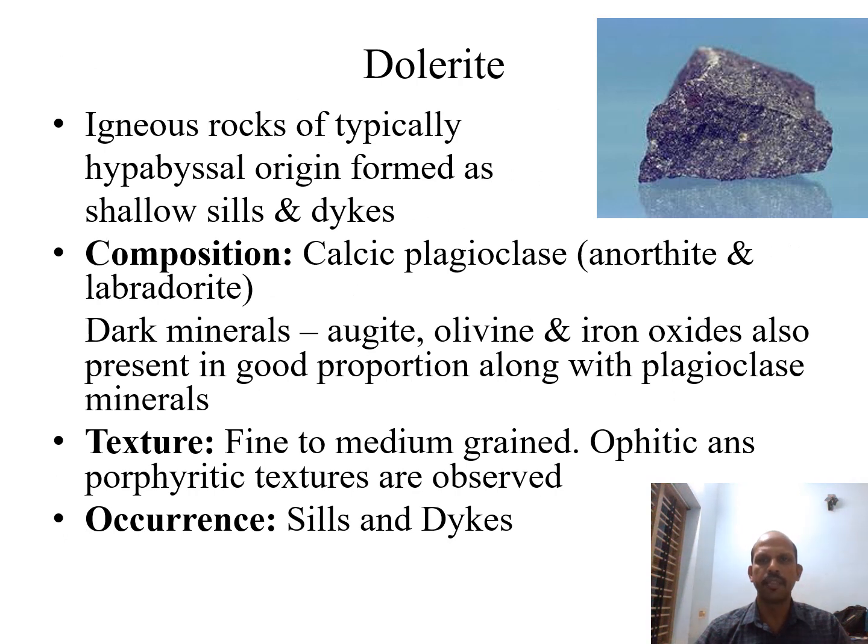Then dolerite. A picture of dolerite is given here. So it's an igneous rock of typical hypabyssal origin. So again, hypabyssal is intermediate rocks. It's neither a plutonic nor a volcanic rock. Hypabyssal is present between these two. Then composition, mostly plagioclase is present here. Dark minerals like augite, olivine, and iron oxide are also present. So texture is fine grain to medium grain. If you put it under a microscope, you can see the grain size clearly.